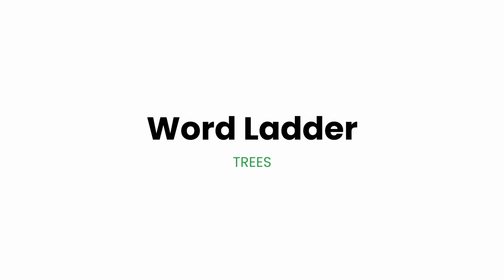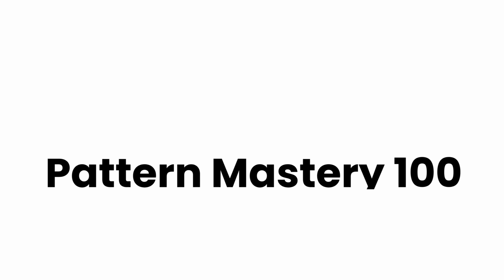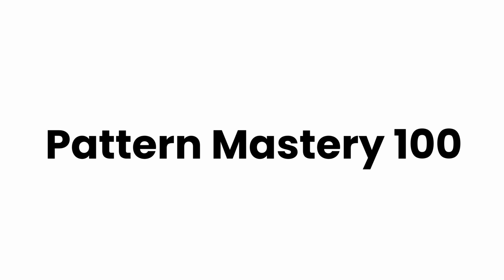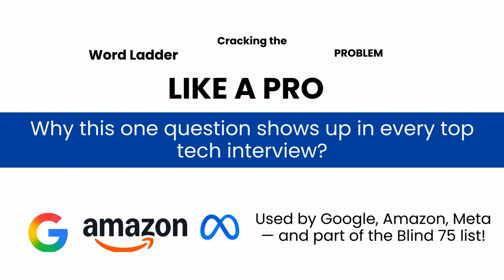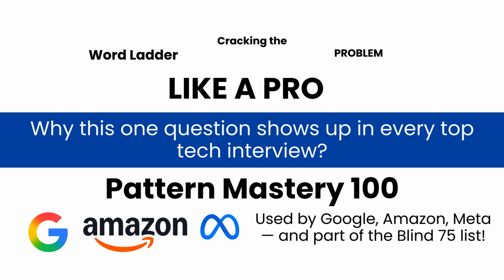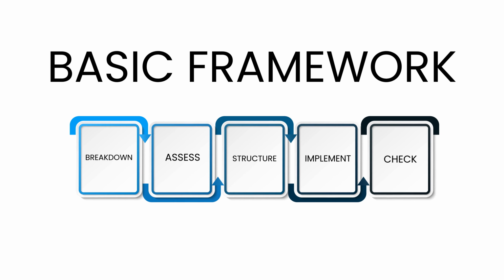Word ladder. This is the graph problem interviewers love. It looks like a toy puzzle, change one letter at a time, but secretly tests BFS instincts, hashing, and pre-processing. This Pattern Mastery 100 favorite appears at Meta/Amazon screens because many candidates brute force neighbors and time out. We'll blitz it with basic BFS and finish in clean O(N·M²) or better with bidirectional BFS.